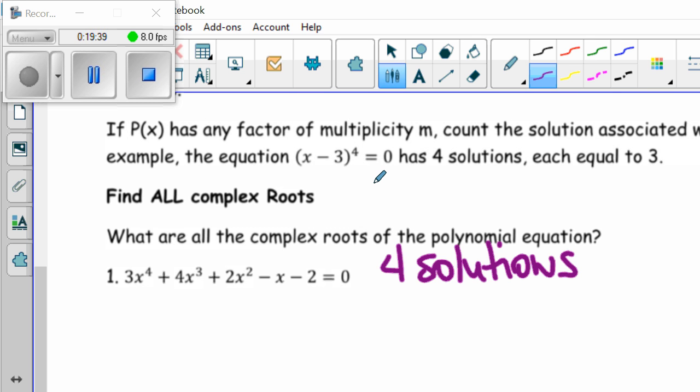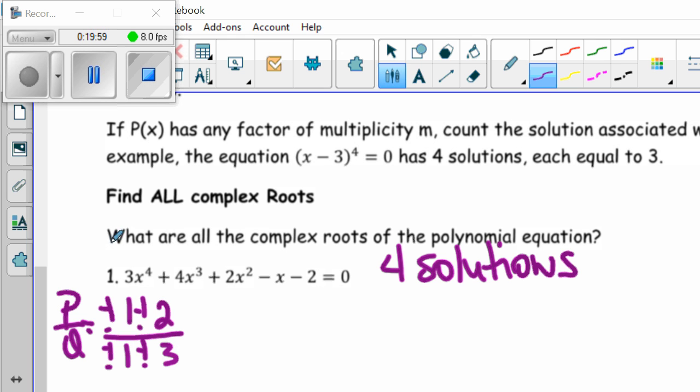Right? How do I know where to start? P's and Q's. Right? Because this isn't going to factor. I cannot factor this in any way. So P's and Q's. So my constant term is 2. So positive negative 1, positive negative 2, over my leading coefficient is 3, positive negative 1, positive negative 3. So this is nice. I don't have many options here. I have positive negative 1, positive negative 2, positive negative 1/3, and positive negative 2/3.